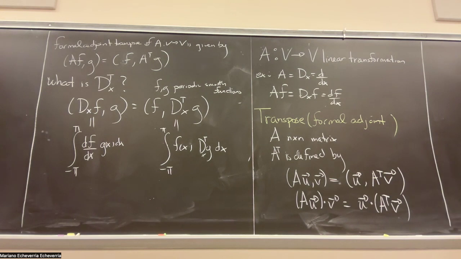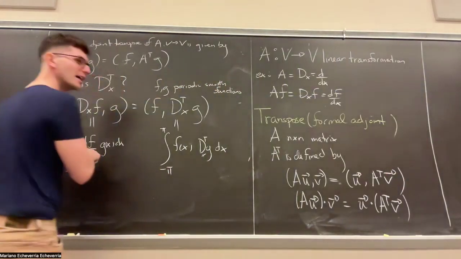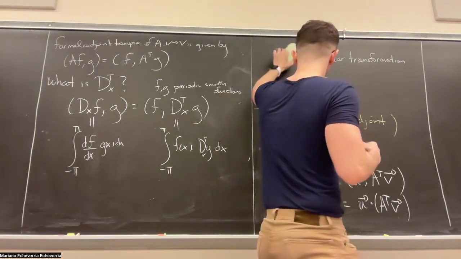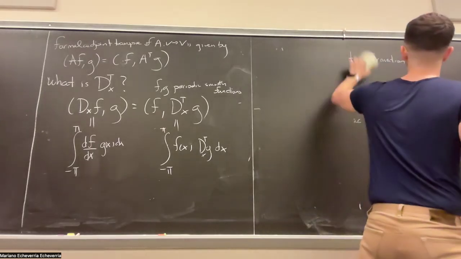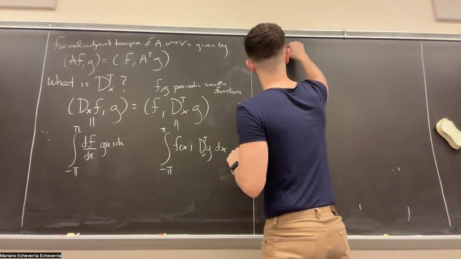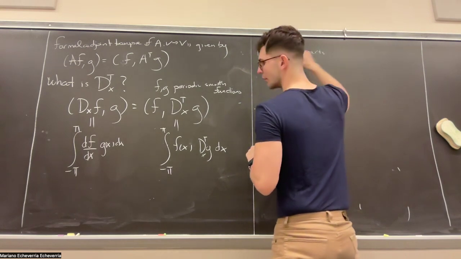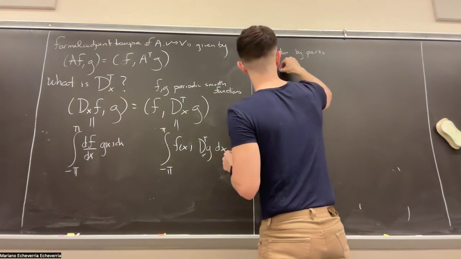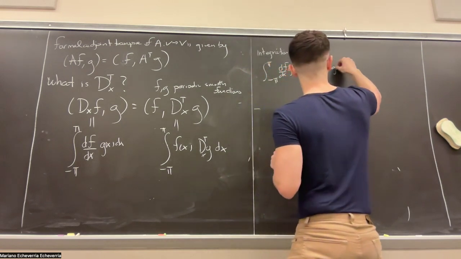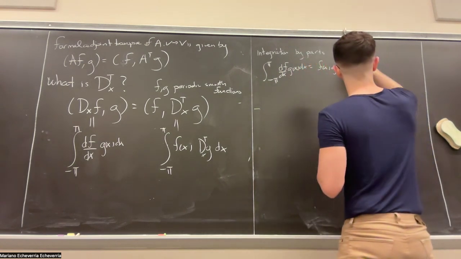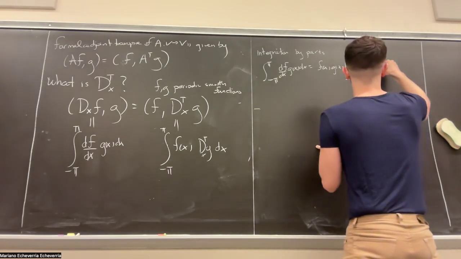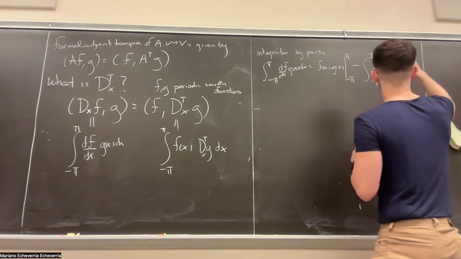But then this is where you use integration by parts, because integration by parts does allow you to move the derivative to the other function. So if you remember, if you do integration by parts here, this is just f of x, g of x, evaluated at -pi, minus the integral from -pi to pi, and then I move the derivative to the other side.